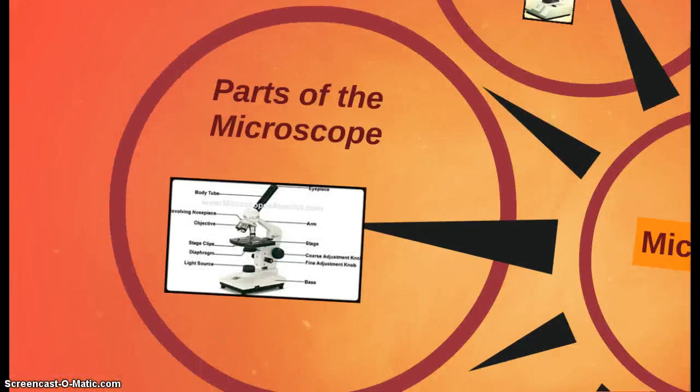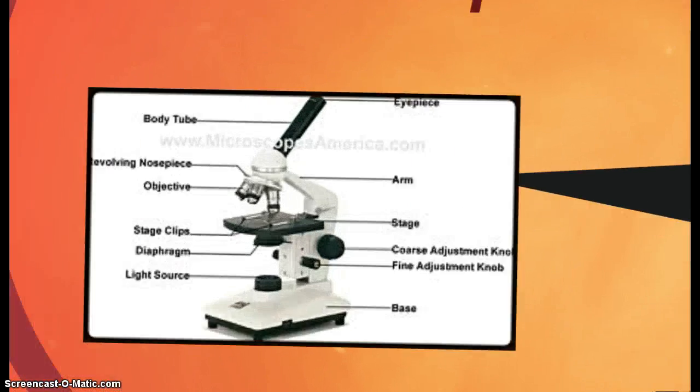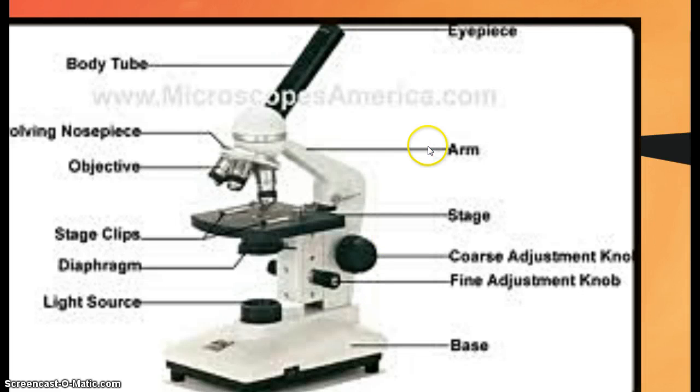Let's look at the parts of a microscope. Here you will see the eyepiece, or the ocular lens. You will be able to view by placing your eye on the eyepiece and looking down the body tube to view the object on your microscope lens.